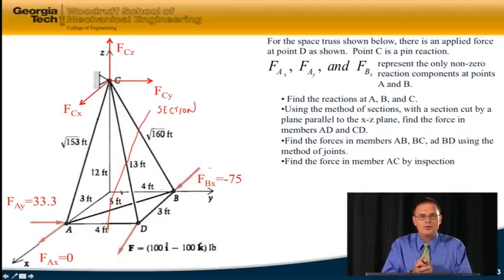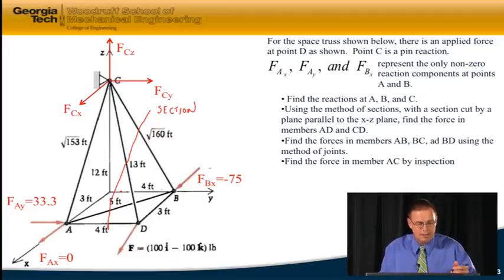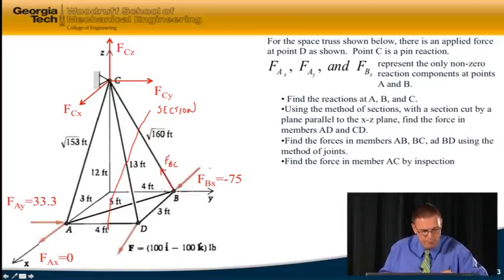And each section of this space truss needs to be in equilibrium. So I'm going to go ahead and draw a good free body diagram of that section. I'll assume all of the members in tension. So I'm going to have F from B to C, F from B to A, F from D to C, and F from D to A.